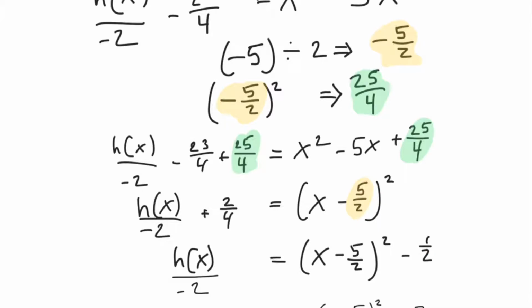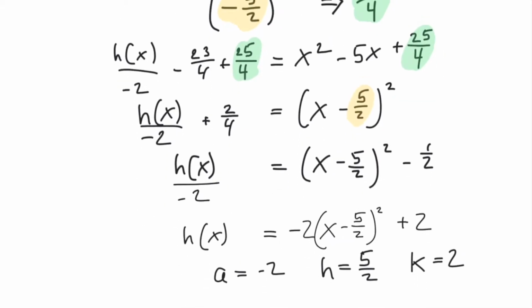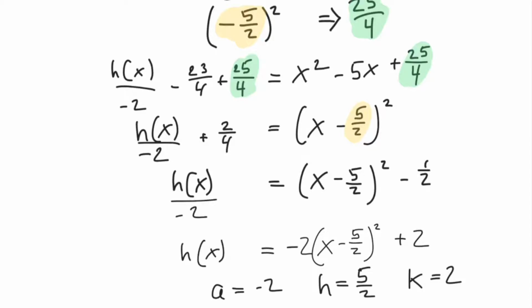And then at this point I'm just getting h of x by itself, so we can graph it. I'm going to move the -2 back over here. That means I'm going to multiply all the terms on both sides by -2.